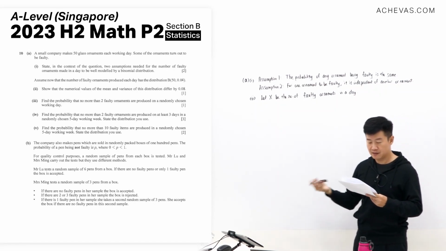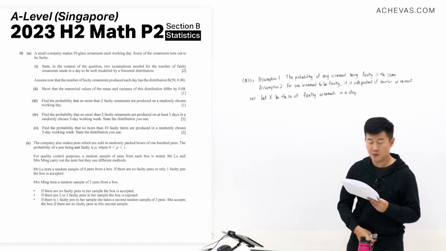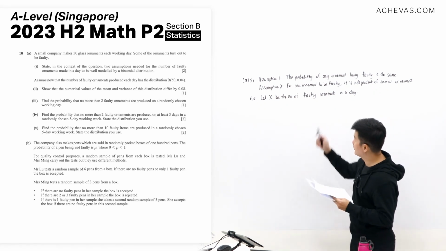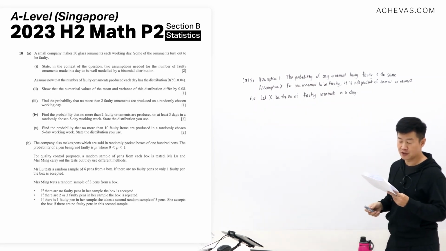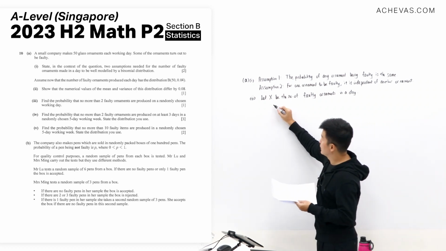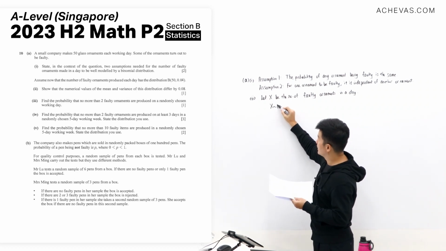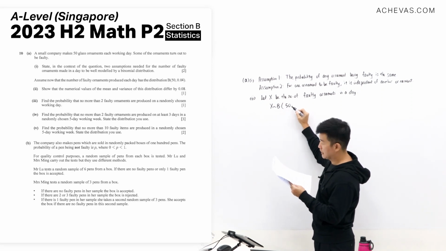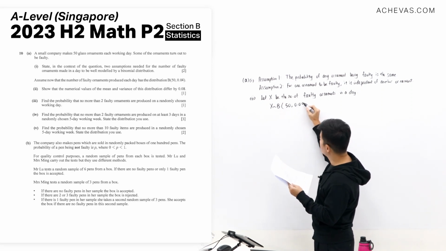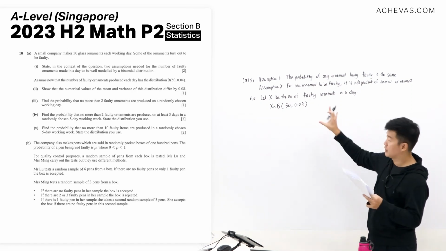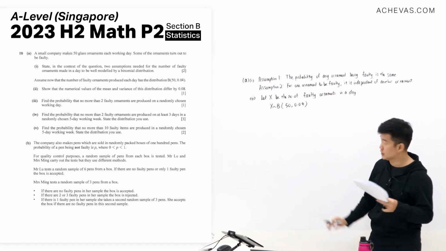And assuming that the number of faulty ornaments produced each day follows a binomial distribution, I'm going to let X be the number of faulty ornaments produced in a day. According to the question, this X follows a binomial distribution. So let me quote it down here. 50 produced in a day, and the probability of an ornament being faulty is 0.04. That is what I interpreted from this binomial distribution.